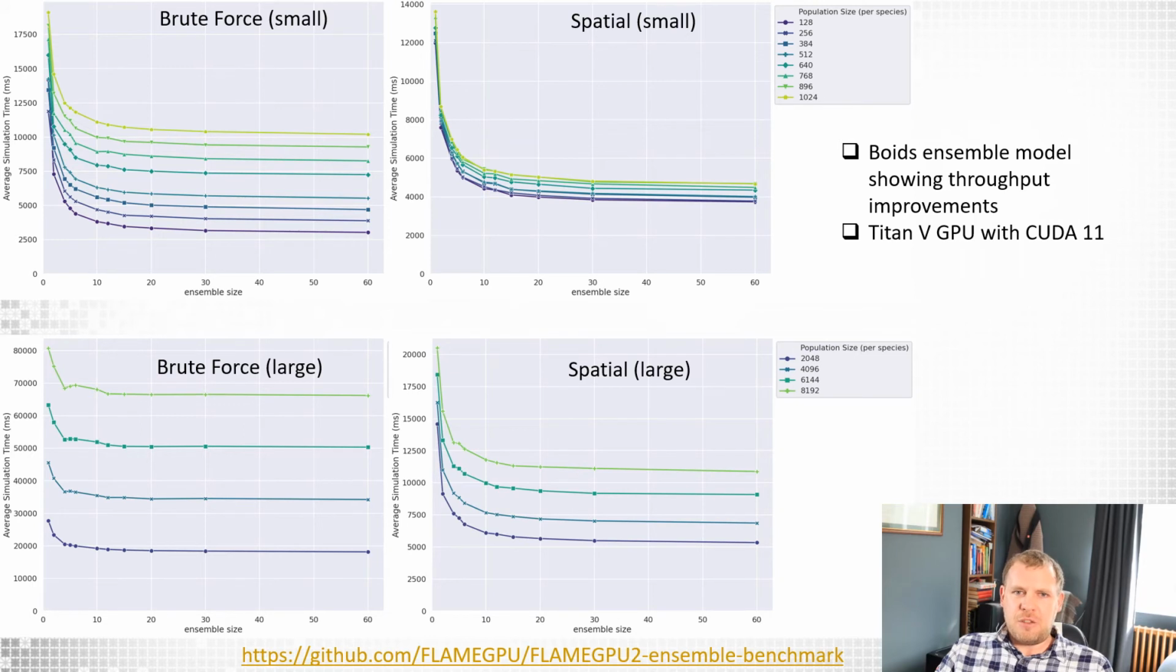We see that that impact is obviously far larger for small population sizes. So the graphs on the top show reasonably small population sizes, and that's what you would expect to be able to get better device utilization on small population sizes, as large populations are more likely to occupy the device for small numbers of ensembles.